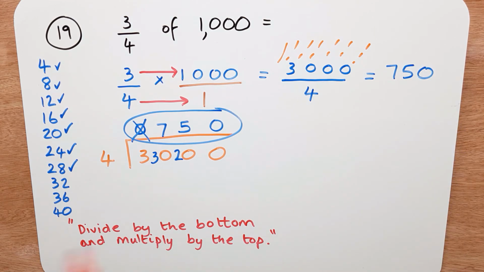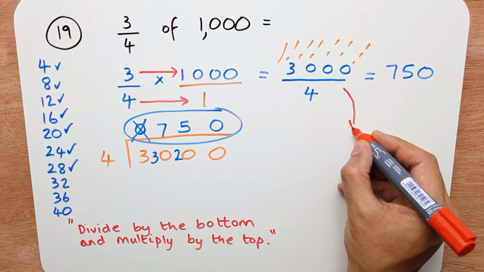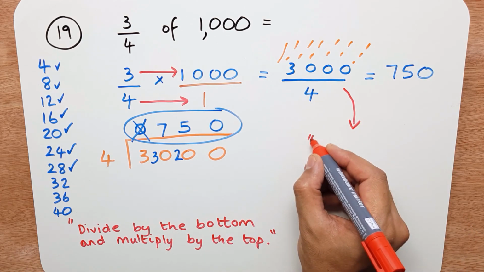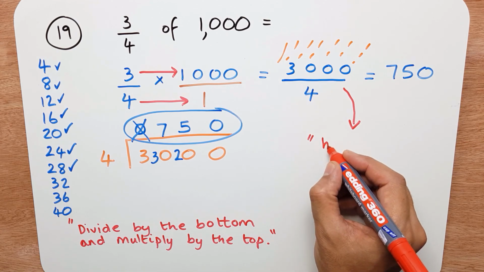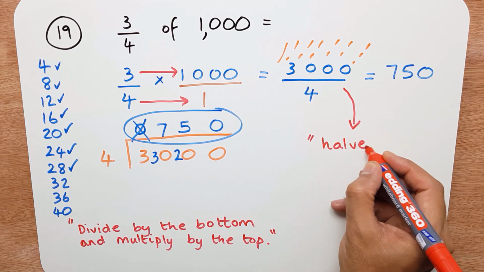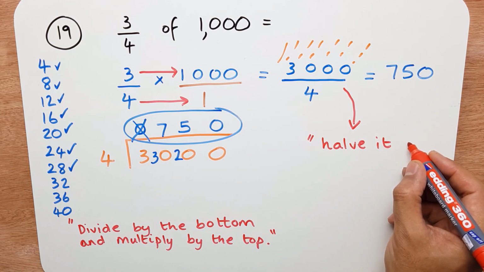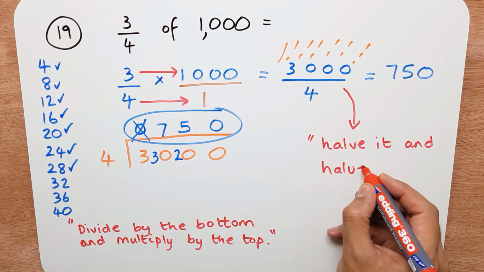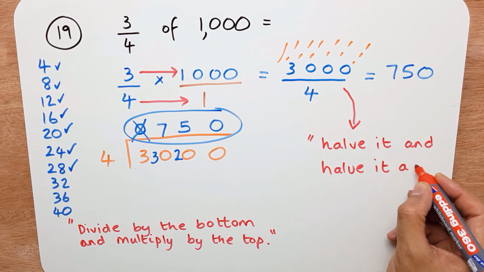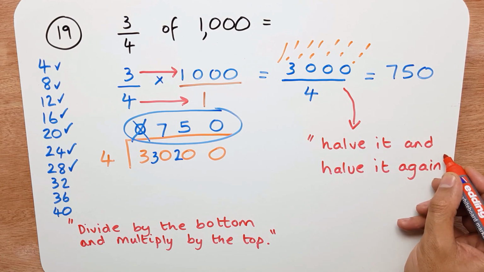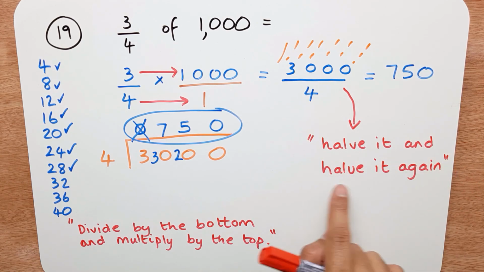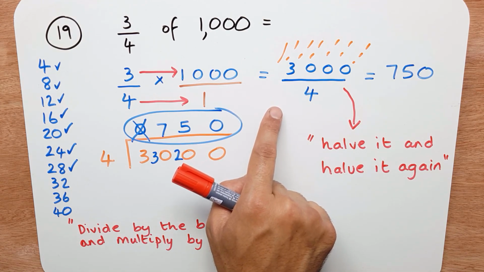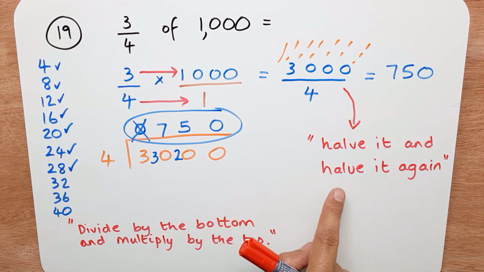750. Now I want you to think about an easy way of dividing by 4. Do you remember your teacher telling you to halve it and halve it again? What they want you to do is divide 3000 by 2 and then divide it by 2 again. I'm going to leave that with you.